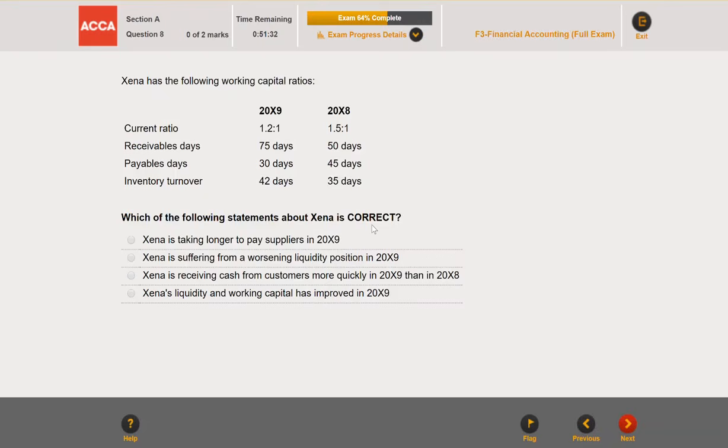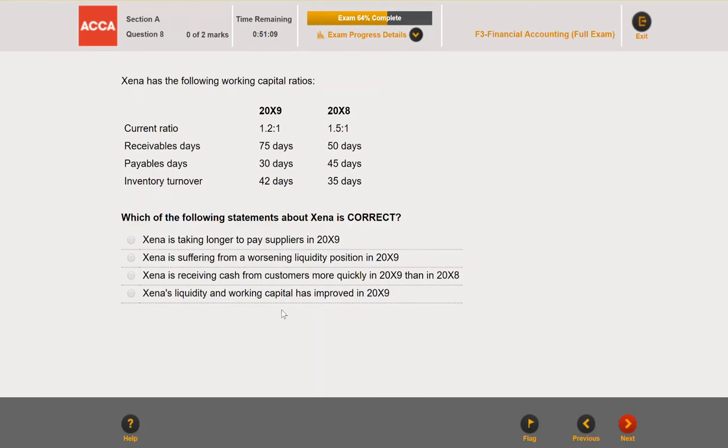Which of the following statements about Zena is correct? Zena has the following working capital ratios: current ratio, receivable days, payable days, inventory turnover. Zena is taking longer to pay suppliers in 2019. Let's see. No, the days has decreased, so she's taking less, so it is incorrect.